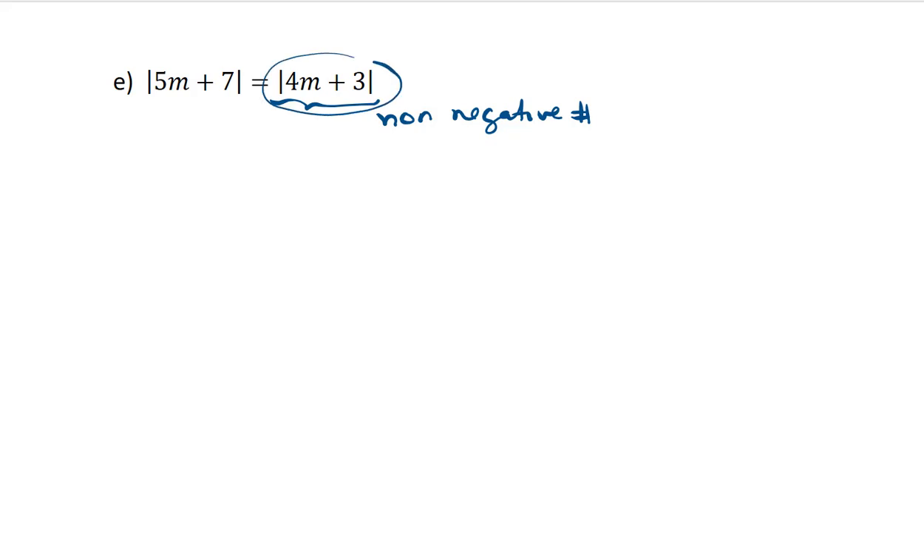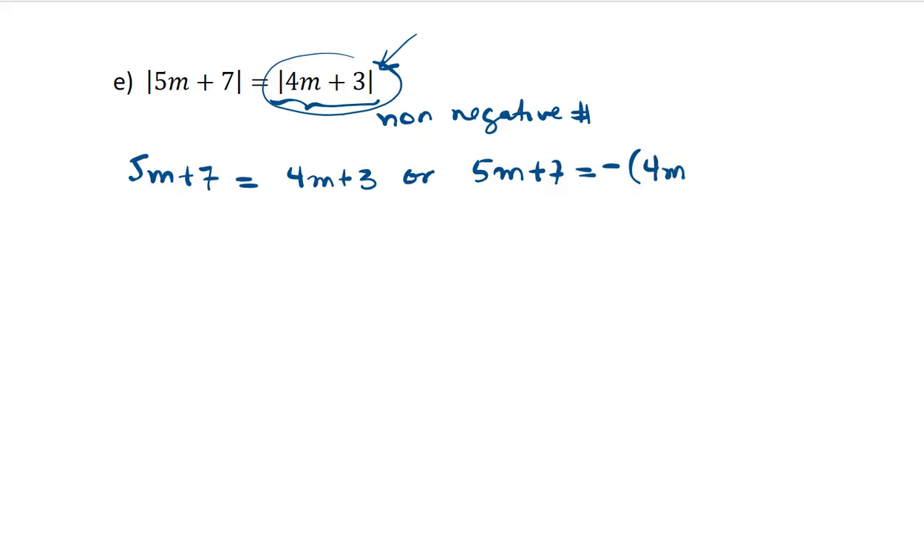We're going to interpret the absolute value equation using the absolute value of 5m plus 7 as the absolute value term. So 5m plus 7 is either equal to the positive of this value, which is 4m plus 3, or 5m plus 7 is equal to the negative of the expression 4m plus 3. So to indicate that, we're going to apply the negative to that quantity.